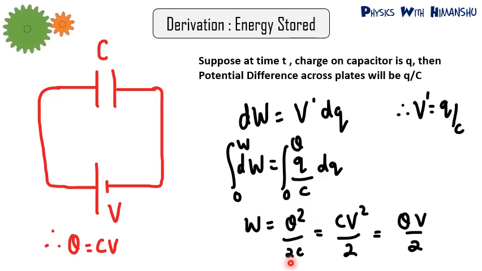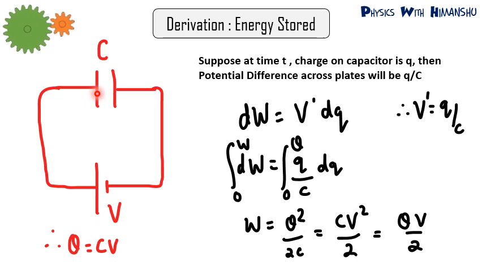So one formula is Q square by 2C. If we put the value of Q to be CV, then it can also become CV square by 2. And since CV is Q, we can write the formula in this form also: QV by 2, CV square by 2, and Q square by 2C. All these three are the same formulas for energy stored inside a capacitor. So remember this formula, Q square by 2C or half CV square or QV by 2. These three formulas give you the energy stored inside a capacitor.